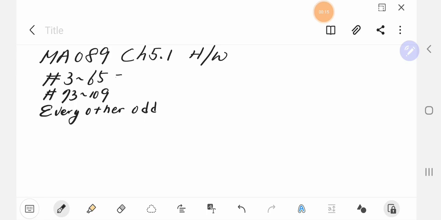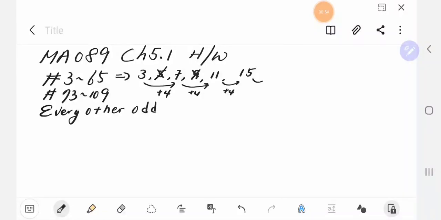So for this one, start from number 3, and every other odd means skip the next odd number and then do the next number. Then also skip the next one. The next one is 9, and then do the next odd number. So we're going to do it this way. What we do is add 4 to the previous number. So 3 plus 4 is 7, and then 7 plus 4 is 11, and then 11 plus 4 is what?